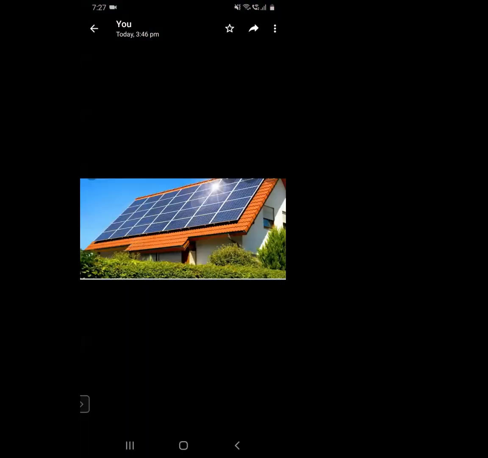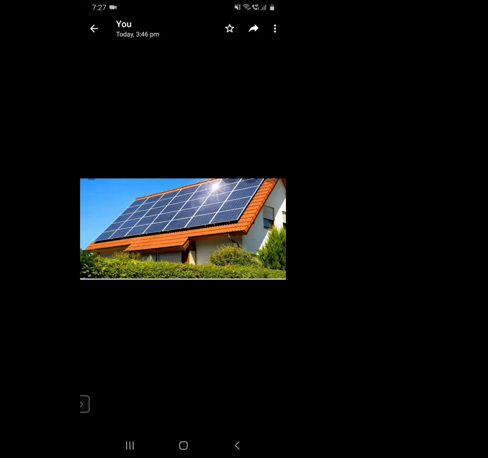Okay, so this is a solar panel. Can you see, this is the roof of a house. Can you see how big the solar panel is? But the problem again is that even after having such a big solar panel on top of your roof, it does not meet the energy requirements completely. They have limitations.